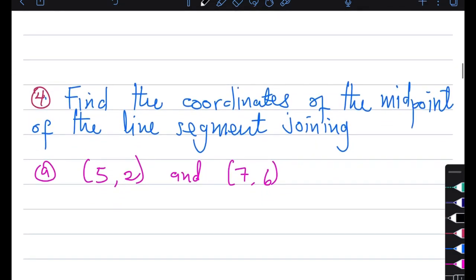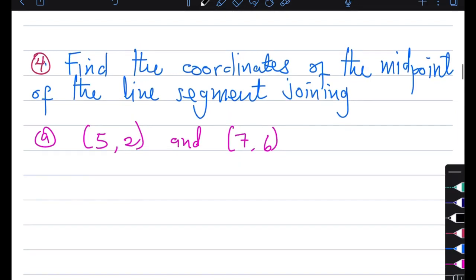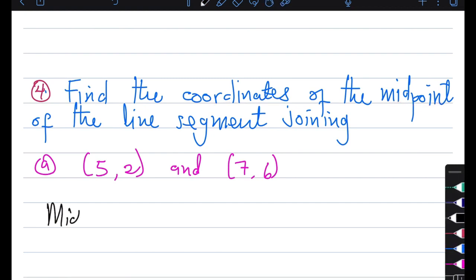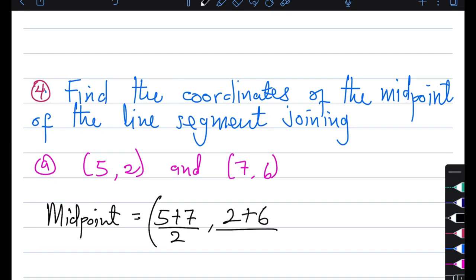Okay. Then we are told that we should find the coordinate of the midpoint. So we are going to use the midpoint formula. All right. So remember that we said the midpoint is the sum of the x values divided by 2. So that will be 5 plus 7 divided by 2. And the sum of the y values, that's 2 plus 6 divided by 2.